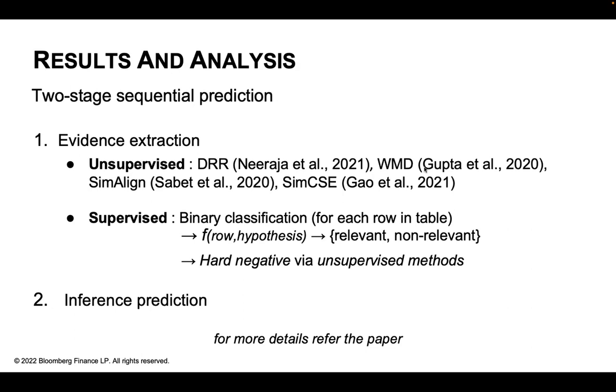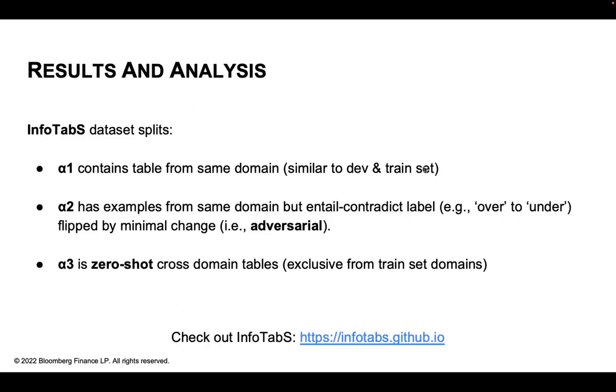We also use the unsupervised model to create hard negative examples for training the supervised model, which I will discuss more later. In the inference prediction, we use the Roberta large model and use the pruned premise table along with the hypothesis to make the prediction. Now let us first introduce the dataset.